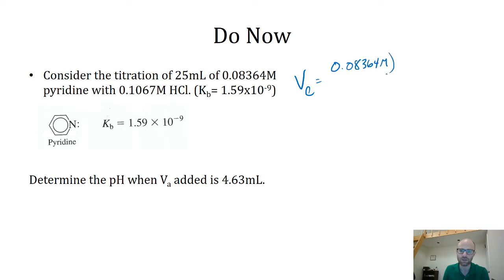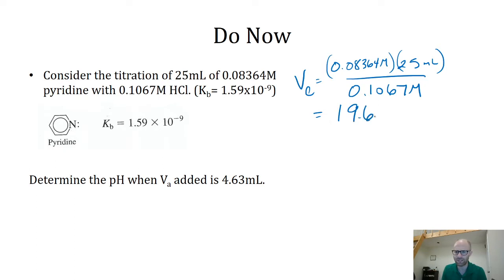0.08364 molar times 25 milliliters divided by 0.1067 molar. Which should come out to approximately 19.60 milliliters. So the question is, we're currently at 4.63. We're going to be in region 1.